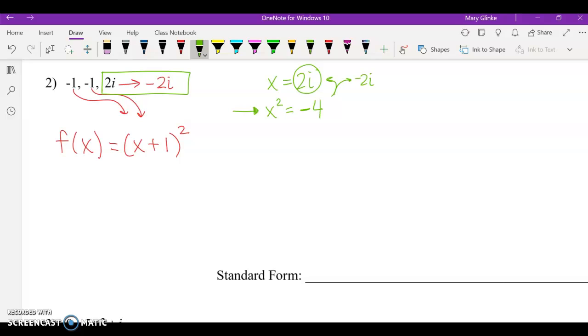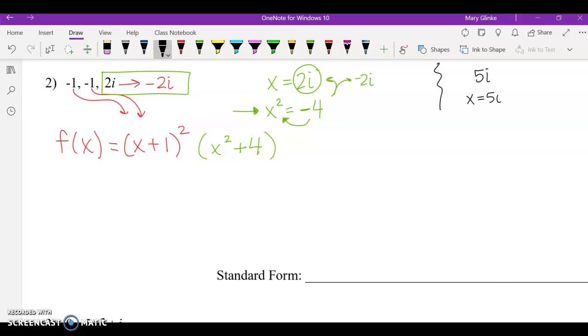And so we can use that to then go to our factored form. So we can move this 4 to the other side, and our factored form would be x squared plus 4. Okay? So a side note over here, let's say we had 5i as an answer.